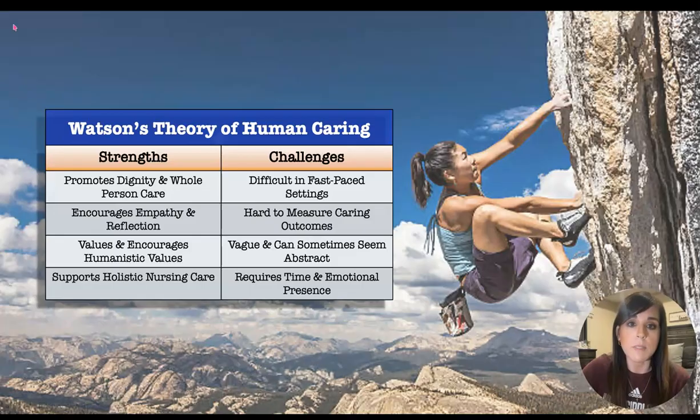But there are also obstacles to overcome when putting the theory into practice. It can be challenging for nurses to spend long periods of time developing deep connections with each patient in a fast-paced healthcare setting. There are times when nurses care for 4 to 6 patients at a time. Another challenge is that caring outcomes like compassion or trust can be difficult to measure using traditional healthcare metrics.